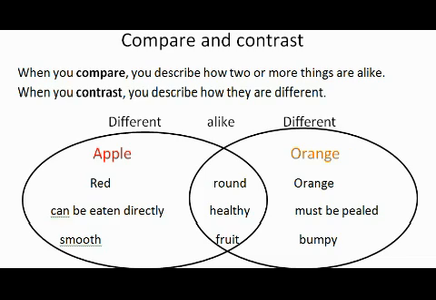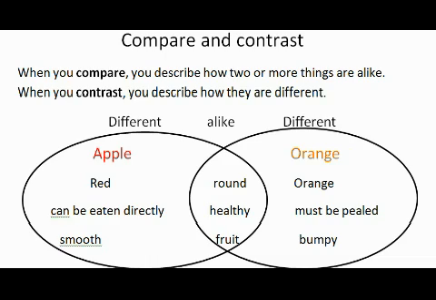What about how they are alike? We can say that both apples and oranges have different shapes. However, they both are round. Also, they both are healthy food and they both are fruit. So, these are some of the characteristics that make them alike.